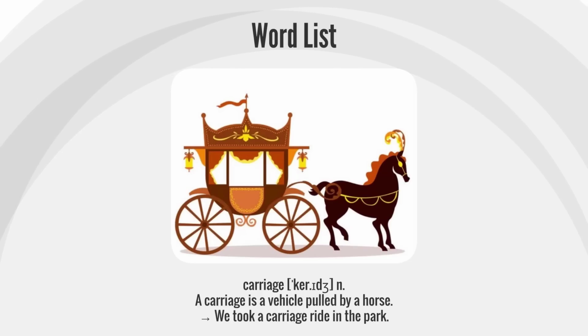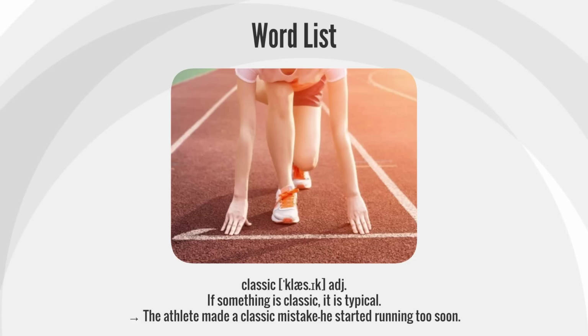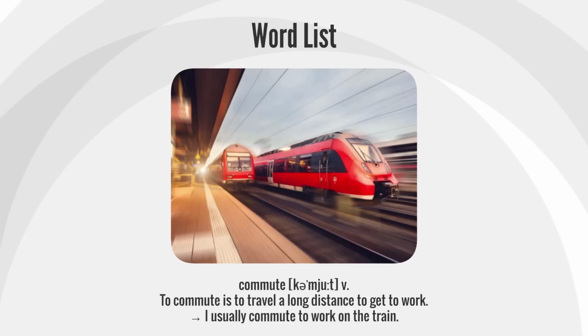Carriage. A carriage is a vehicle pulled by a horse. We took a carriage ride in the park. Classic. If something is classic, it is typical. The athlete made a classic mistake. He started running too soon. Commute. To commute is to travel a long distance to get to work. I usually commute to work on the train.